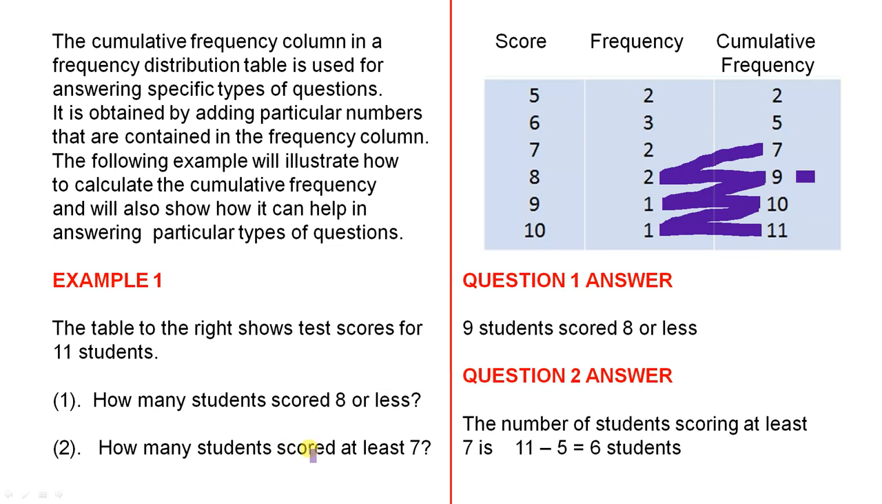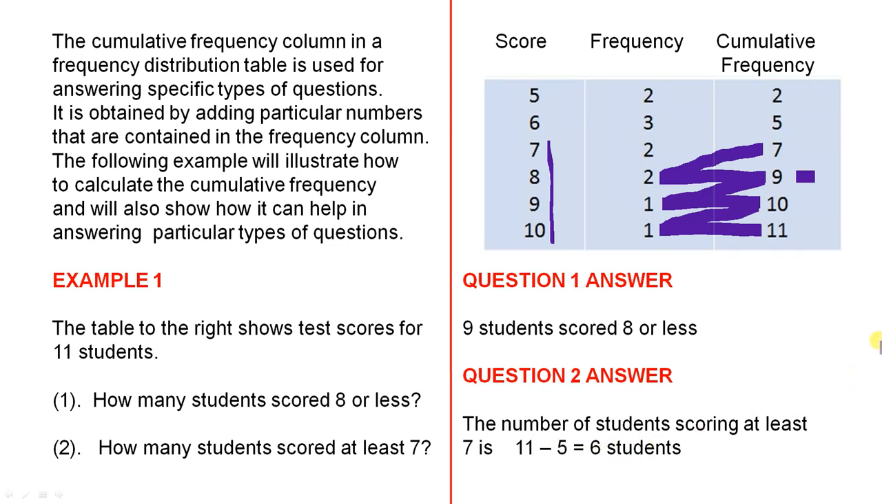Question 2, how many students scored at least 7? At least 7 means 7, 8, 9 or 10. Now there are 11 students altogether, but we only want the number of students who got 7, 8, 9 or 10, so we discard those two. In other words, it's 11 take away 5. So the number of students scoring at least 7 is 11 take away 5, which is 6 students.